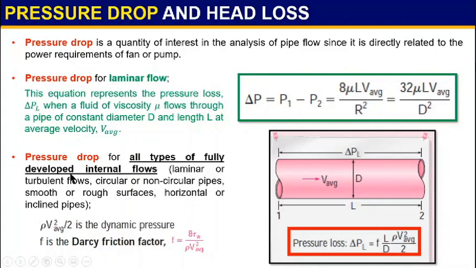Pressure drop for all types of fully developed internal flows, either laminar or turbulent flows, circular or non-circular pipes, smooth or rough surfaces, horizontal or inclined pipes, can be determined using this equation. This equation is all in the Cengel textbook. You can read more in Cengel to get much more detailed information about pressure drop.